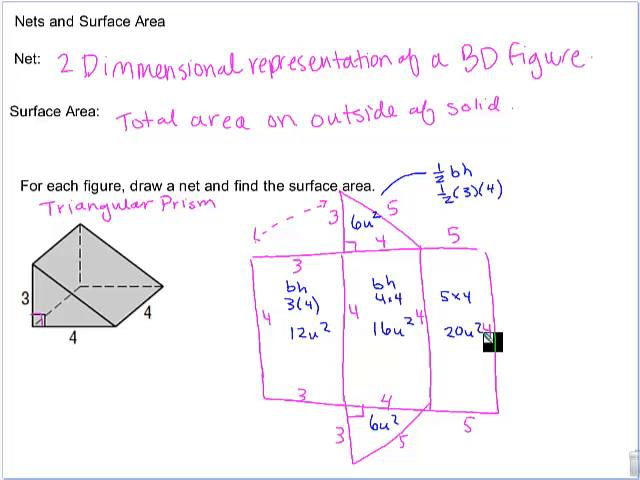And now we just have to add all these up. So we have 12 plus 16 plus 20 plus 6 plus 6. Or you could simplify it to 12 plus 12 plus 16 plus 20. What are we getting? 60. So 60 units squared.